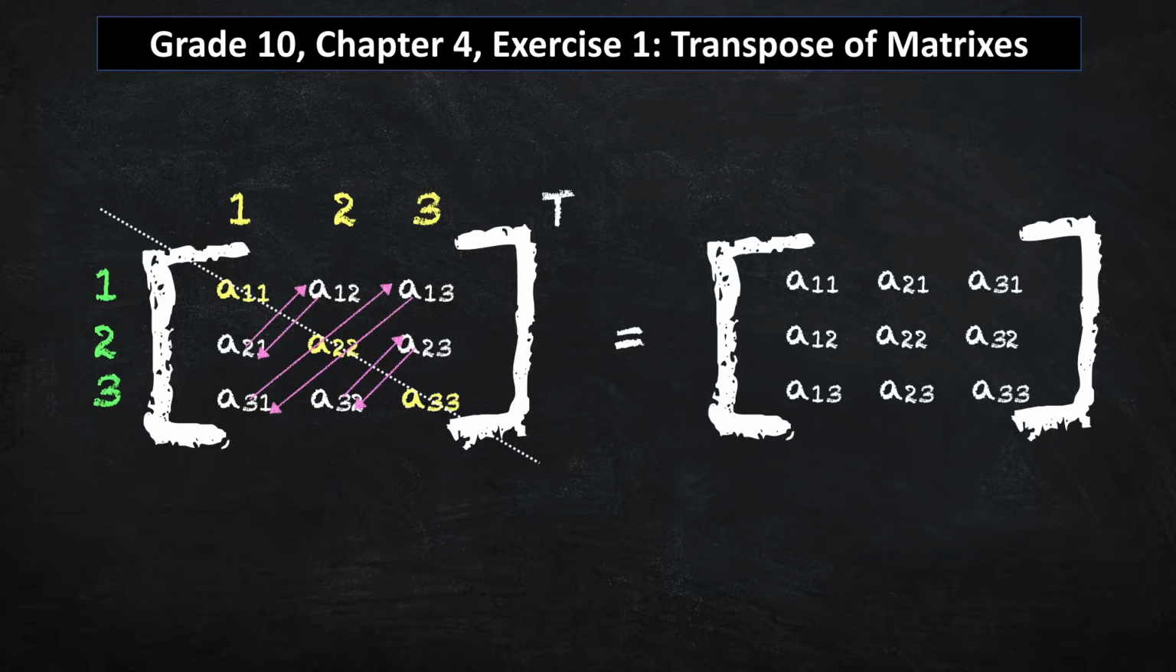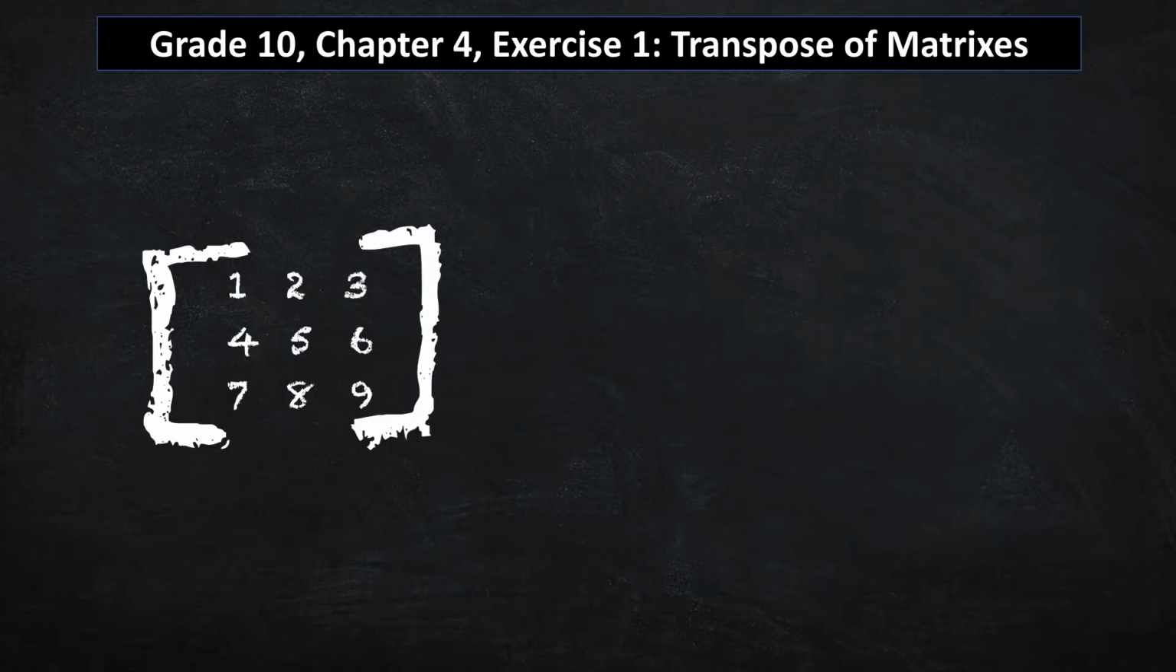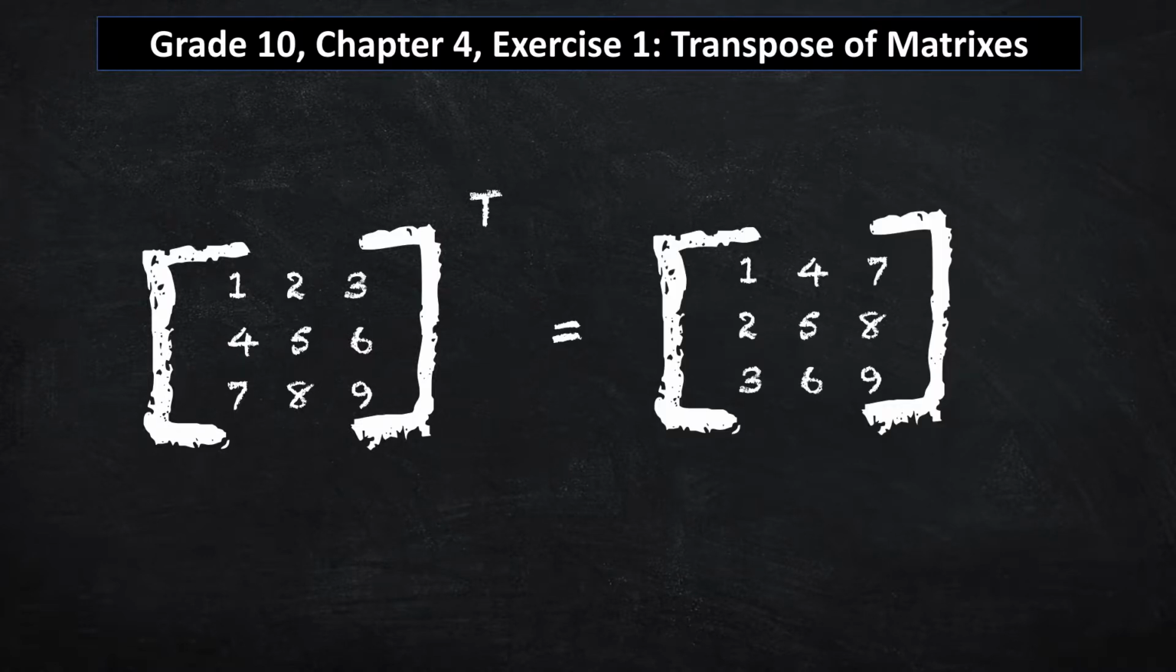And it's important to notice that the transpose of a squared matrix is also a squared matrix. Now let's see a numerical example. So let's assume that we have this matrix. It's a 3 by 3 matrix, 3 columns and 3 rows, and we want to compute the transpose. The transpose of this matrix is this matrix, and now we see why. So we can see that the diagonal numbers are the same, 1, 5 and 9.